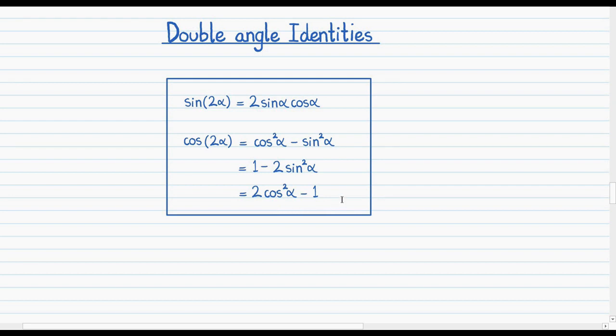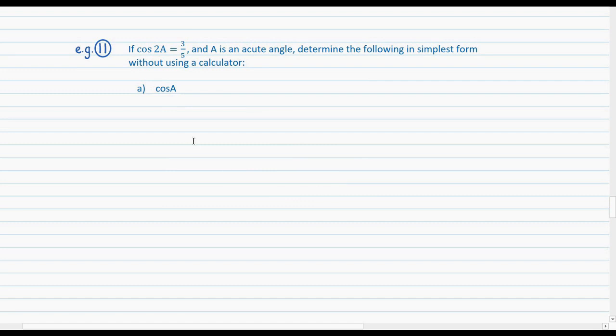Let's look at an example. The question says, if cos 2A is equal to 3 over 5 and A is an acute angle, determine the following in its simplest form without using a calculator. Notice that for many of the questions in this topic, they like you to determine the answer without using a calculator. So it's worth getting some practice in this, and you should be able to do it for your exam. So for the first part, we need to determine cos A in its simplest form.